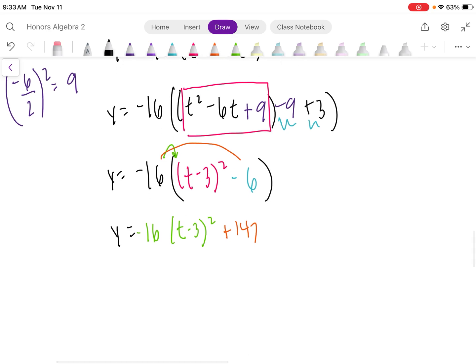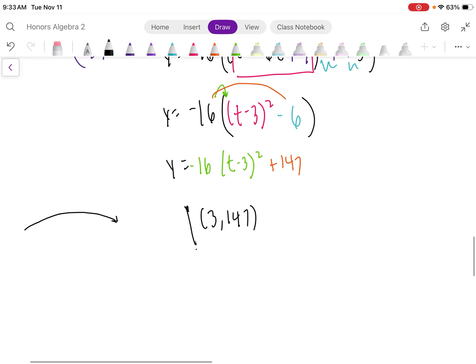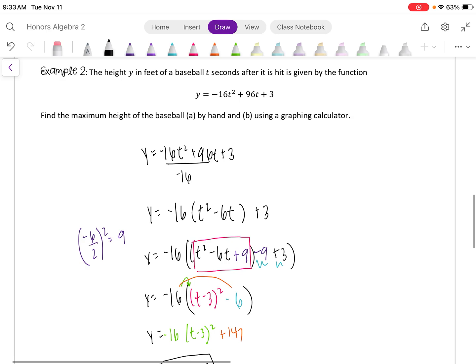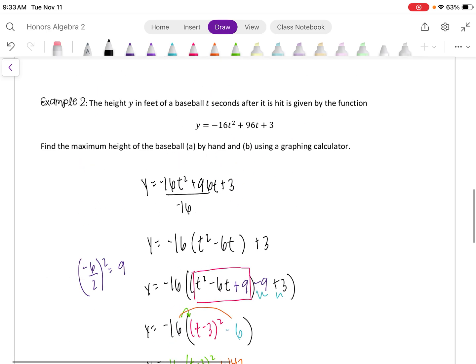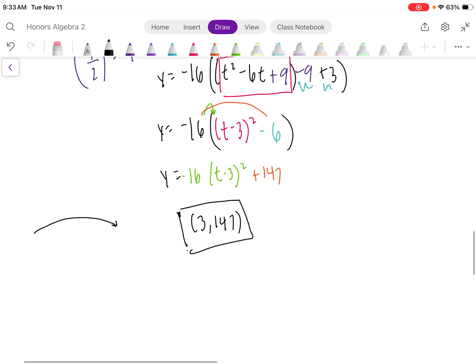So this makes sense because if you have someone tossing a baseball, it's going to be like a little curve. So now your vertex would be 3, 147. So you go over 3 and up 147. So 147 is the feet, and then the t is the seconds. So it goes 147 feet in 3 seconds.